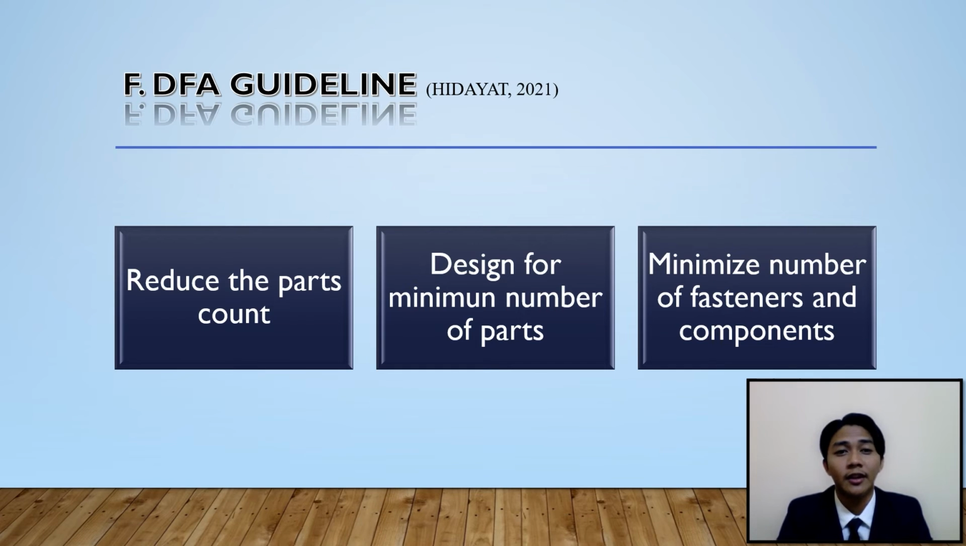Okay, next, the DFA guideline, which I cite from Hidayat 2021, tells the objectives when doing DFA analysis, which are to reduce the part count as much as possible, to design for minimum number of parts, and lastly, to minimize the number of fasteners and components.